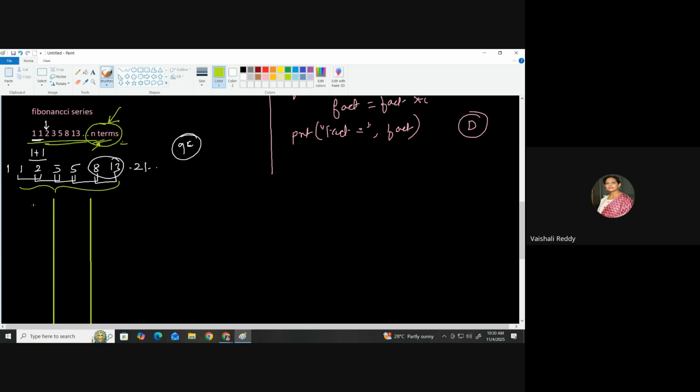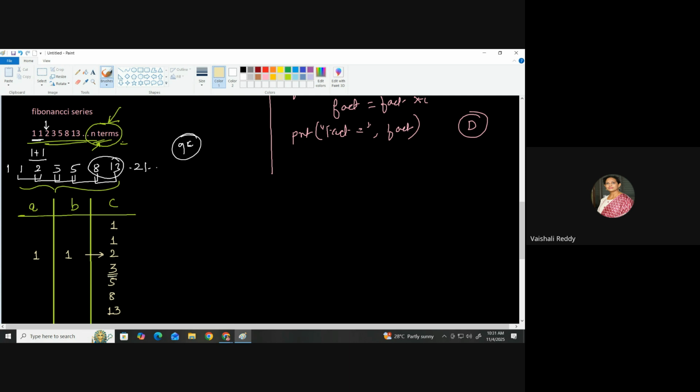So let me write here A, B, and C. What is the output I'm expecting? My expected output is 1, 1, 2, 3, 5, 8, 13. Let's focus up to this one. Now, how do you get a 2? Let's start from the place where we know the things. So how did we get 2? I can write here: 1 plus 1 has given us 2.